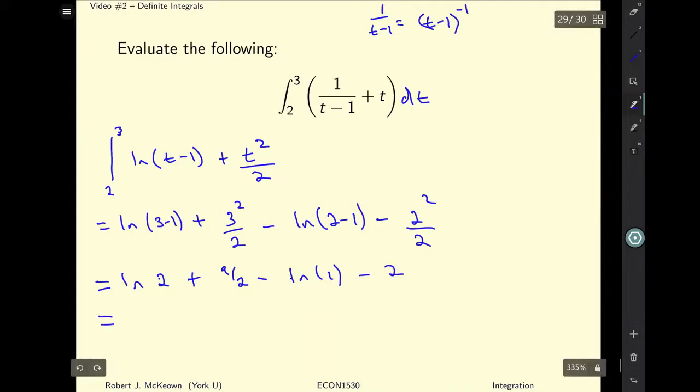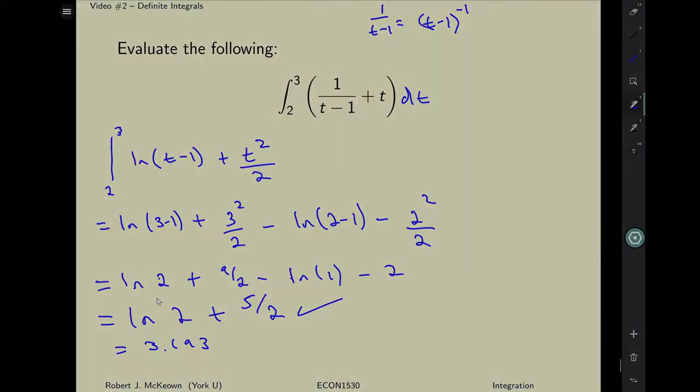And what have we got here? We've got log 2 plus 5 over 2. Log of 1 is just equal to 0. And if I'm using a calculator, I could evaluate this at 3.193, although on an exam I would definitely give you full marks for just leaving it as it was on the previous line.